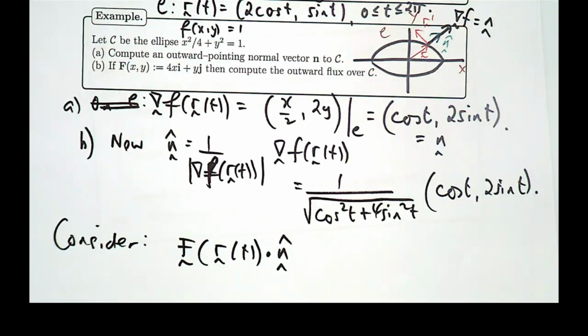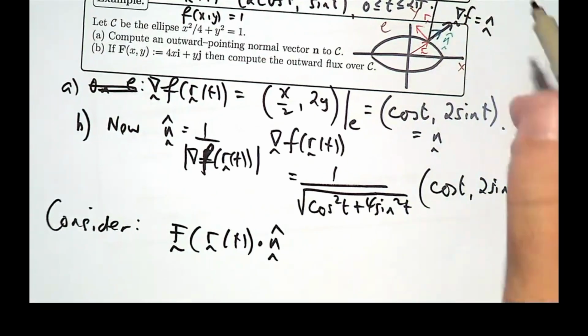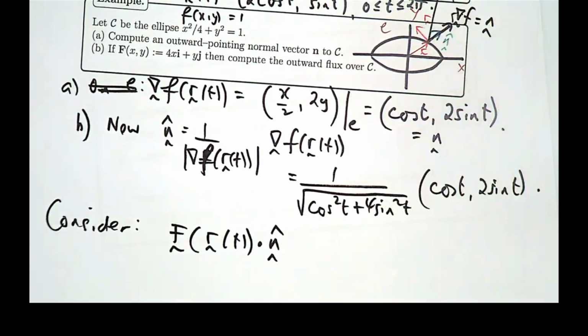What we are computing here, let's say that's my vector field. Draw a little right angle triangle. It's the component of the vector field in the normal direction, moving out of the curve. Let me say that again. It's the component of the vector field that points in the same direction as the normal vector.